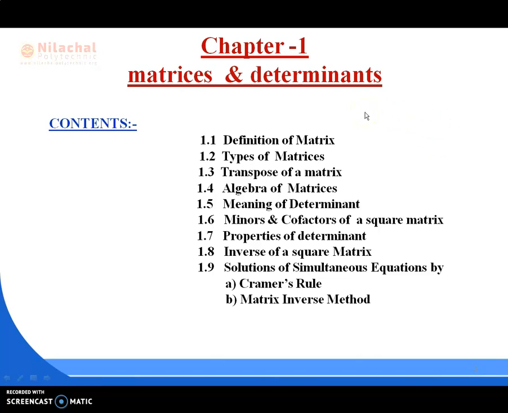Contents are definition of matrix, types of matrices, transpose of a matrix, algebra of matrices, meaning of determinant, minor and cofactor of a square matrix, properties of determinant, inverse of a square matrix, and last, solution of simultaneous equations by Cramer's rule and also matrix inverse method.